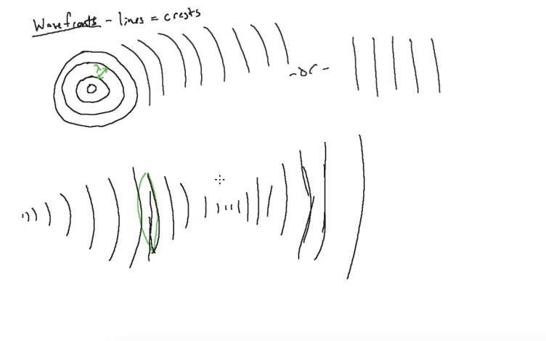Well, this is kind of a pain to draw. I don't like having to draw that. So what we can do is instead start to draw what are called rays. These are rays, and they're lines that show the direction of energy propagation. So it's the direction the energy goes in, the energy propagation direction.